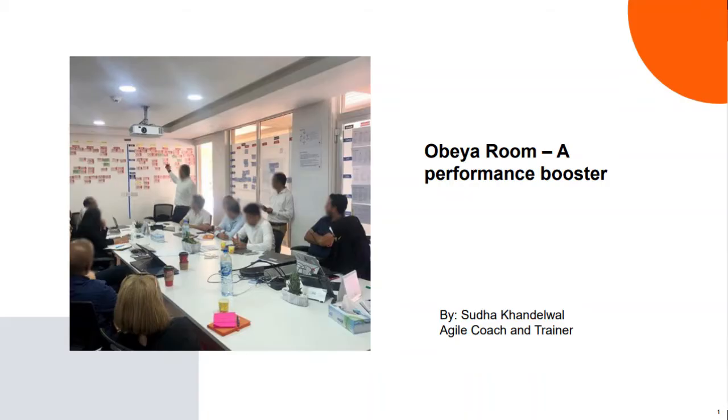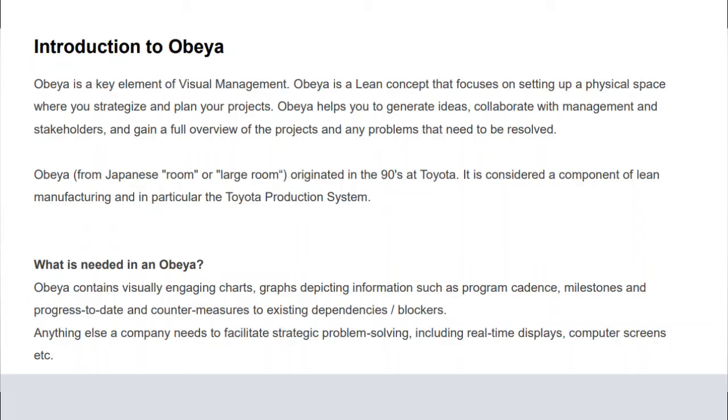Okay, what is exactly needed in Obeya? In Obeya, it is basically the visuals. We try to place everything in a single room so that we don't need to go anywhere else, and everything we need to strategize or plan anything should be in one place. So it contains graphs, matrices, milestones, program cadence, dependencies, blockers, actions, risk items, anything which helps us solve any problem. Everything and anything can be put there for the particular goal we are trying to achieve.